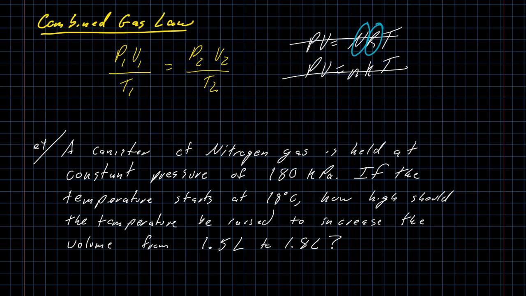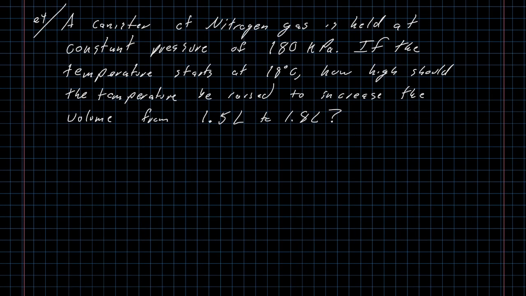A canister of nitrogen gas is held at a constant pressure of 180 kilopascals. If the temperature starts at 18 degrees Celsius, how high should the temperature be raised to increase the volume from 1.5 liters to 1.8 liters?